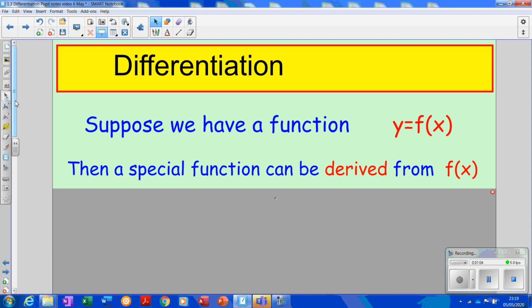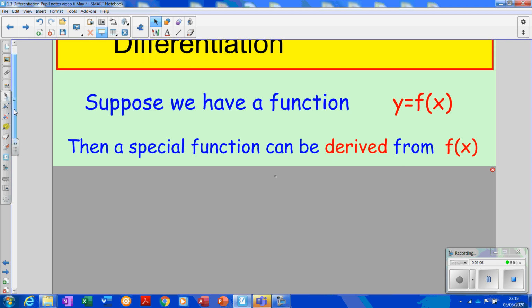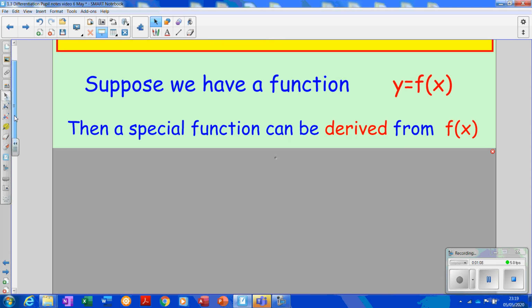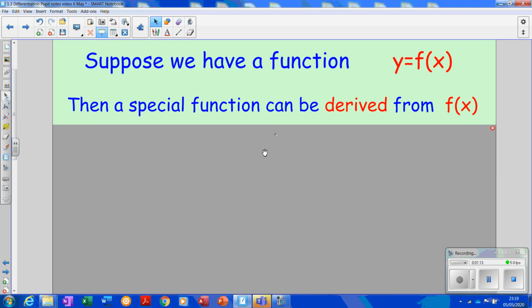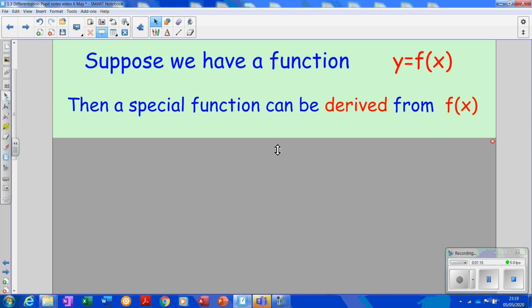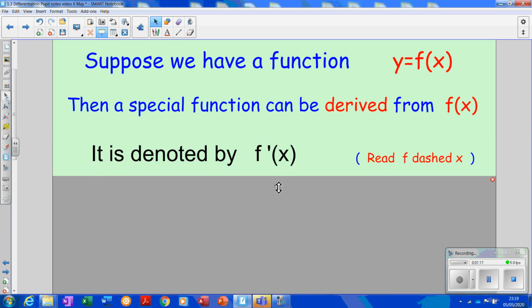Now, what does it mean when you derive something? It means that you use that thing and you change it into something else. So this special function can be derived from f(x). It's given the notation f dash x, that's how we read it, as f dash x.